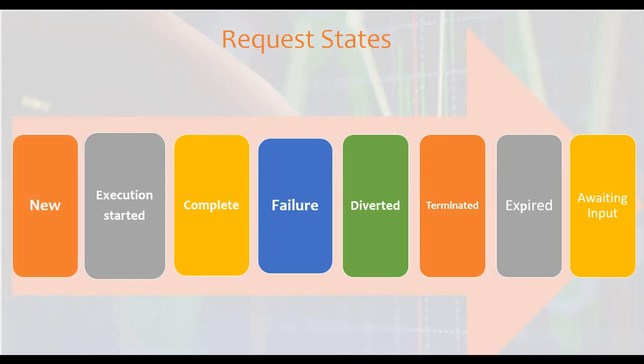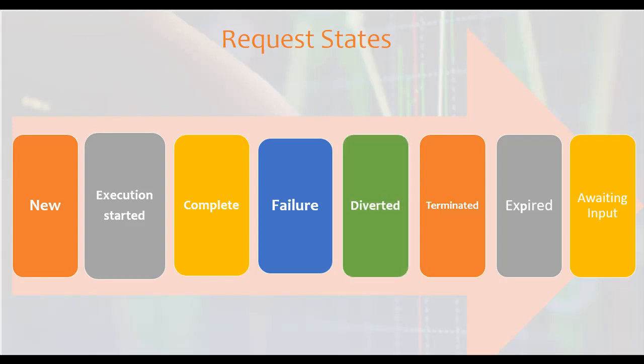It signifies that the request is yet to be picked up by an agent and remains in this state until it is assigned to an agent. Execution started. When an agent picks up the request, its status changes to execution started, indicating that the execution process has commenced. Complete. Once the execution of the workflow is successfully finished, the status is marked as complete. Failure. If the workflow execution encounters an error or failure, the status is changed to failure.